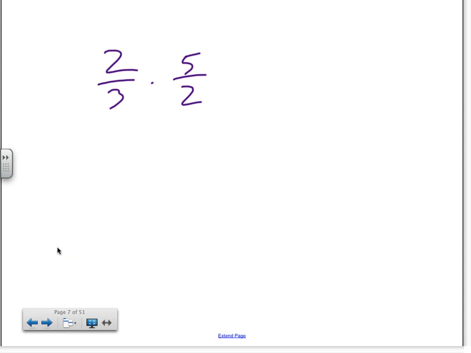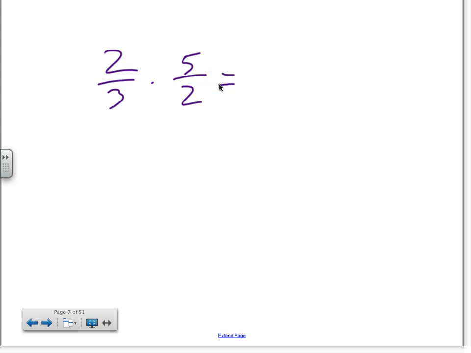Do we need to have the same denominator when we multiply? No, we don't. Only when we add or subtract, right? That's where we have to find the LCD. But for multiplying, we do not have to. In this case, we simply multiply right across. Is that correct? Yeah. But here's another strategy that I want you to start using for this chapter.